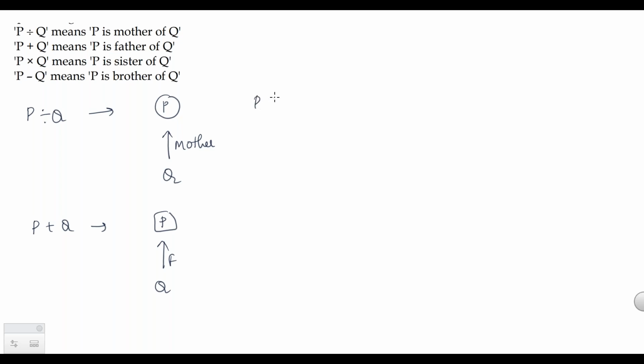P into Q means P is the sister of Q. And P minus Q means P is the brother of Q. Right? So based on this, we have some questions.